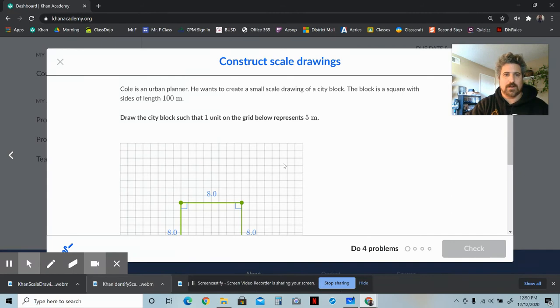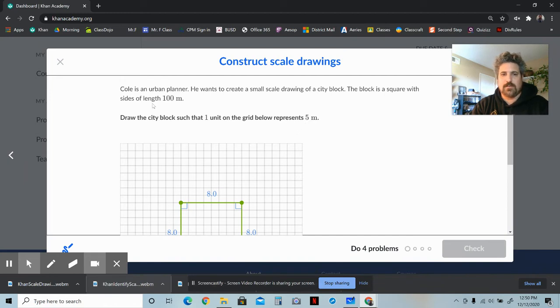All right, so it says Cole is an urban planner. He wants to create a small scale drawing of a city block. The block is a square with sides length of 100 meters. Draw the city block such that one unit on the grid below represents 5 meters.